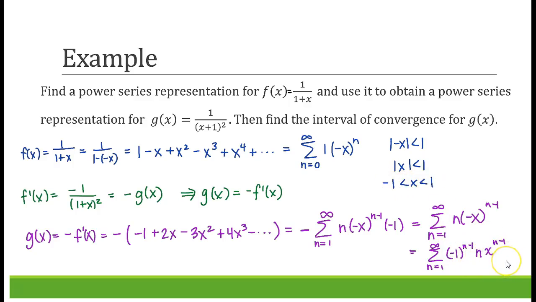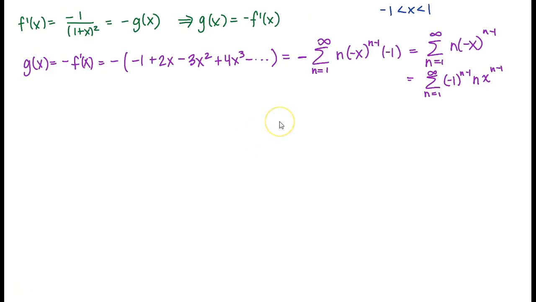So I'm going to go and make some space. So let's go ahead and write what we know. Well, the radius of convergence for this g of x function is going to be r equals 1. So now we need to check those endpoints. So we need to check what's happening at x equals 1.